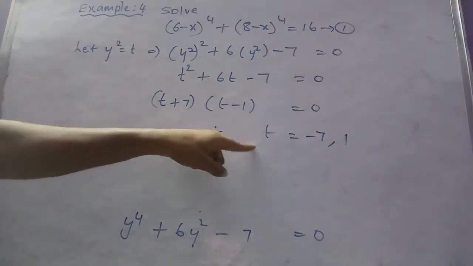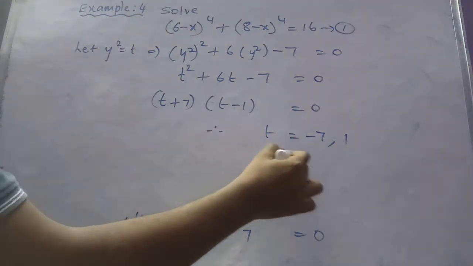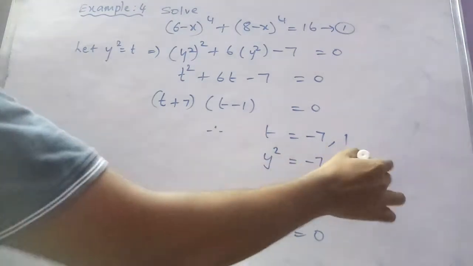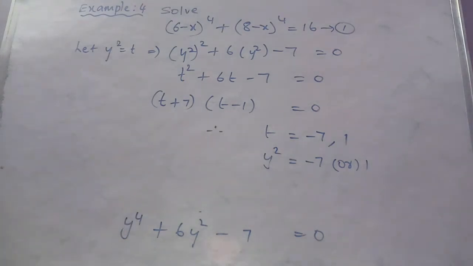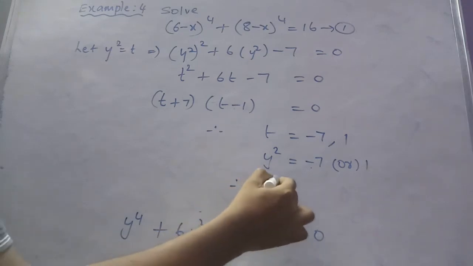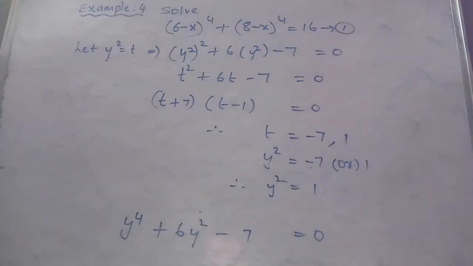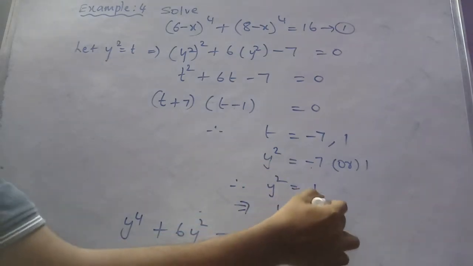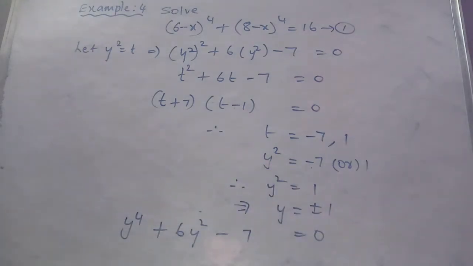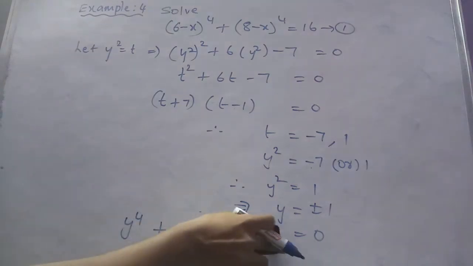But t actually means y². So y² is equal to −7 or 1. We know that the square of any real number cannot be negative, so y² cannot be −7, and hence y² is only +1. Therefore y is the square root of 1, that means plus or minus 1. Two possible values are there. But we are not here to find y; we actually need x.